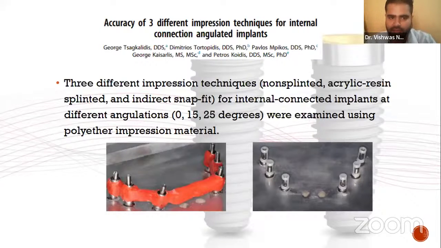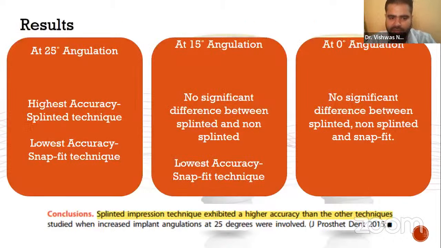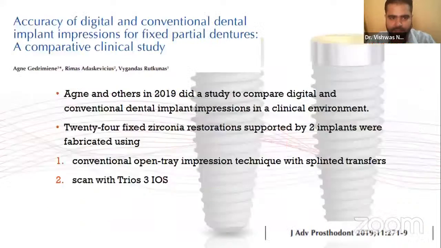In this study, 3 different impression techniques were evaluated: non-splinted, acrylic resin splinted, and indirect snap fit techniques, for different angulations. They finally concluded that the splinted impression technique exhibits higher accuracy than the other techniques mentioned. Another question is whether to go for a conventional technique or a digital technique.